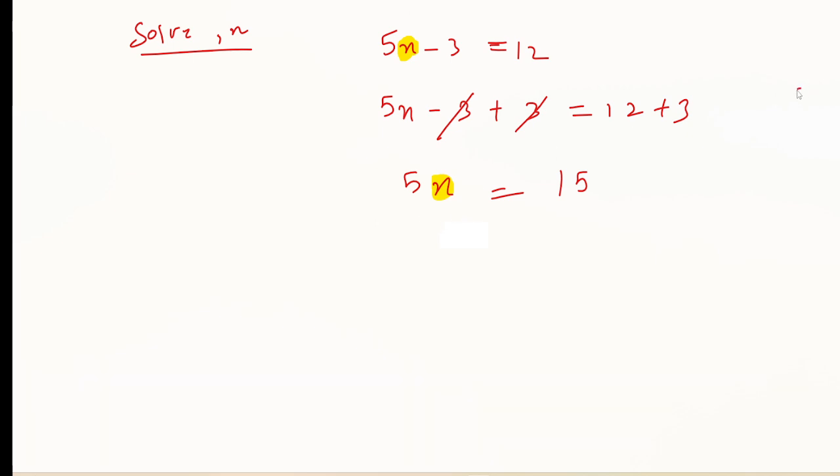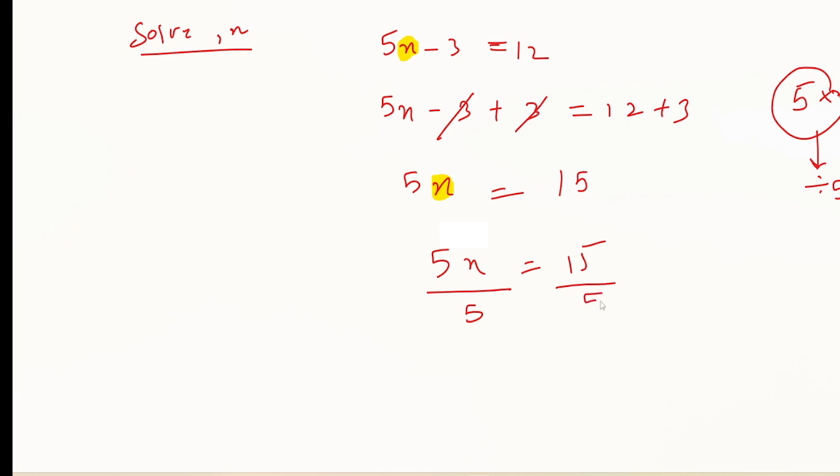This time it is in multiplication with x, right? So the opposite of multiplication is division. I need to divide both sides by 5. So let's divide both sides by 5. This cancels out. Now I only have x, and 15 divided by 5 is 3. Now there is no term with x, so that's the value of x. That's how we solve a linear equation.